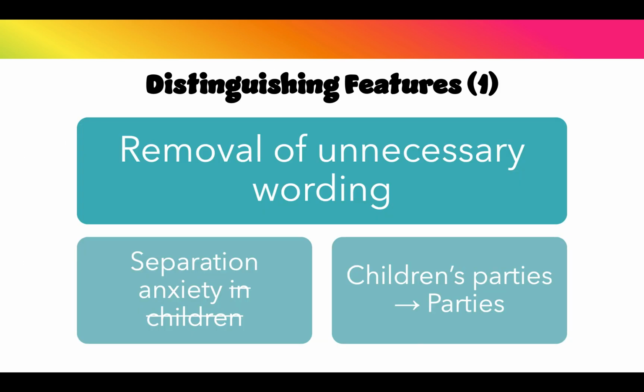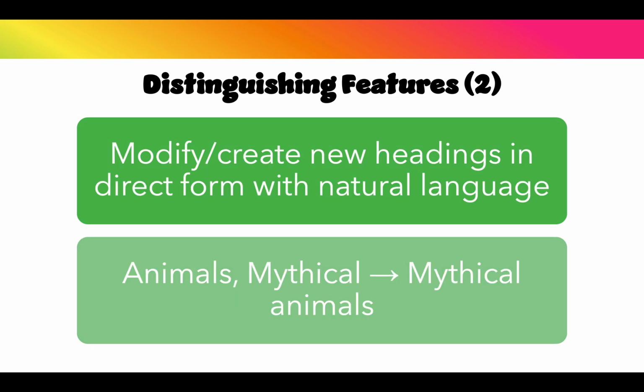There are quite a few distinguishing features of KYAC. First is the removal of unnecessary wording. We already know that these subject headings are for children, so it's redundant to say children again. Separation anxiety in children would become simply separation anxiety. Similarly, children's parties would just become parties. Secondly, KYAC modifies and creates new headings in direct form using natural language. Animals, mythical becomes mythical animals. This flows better for children and is straight to the point.